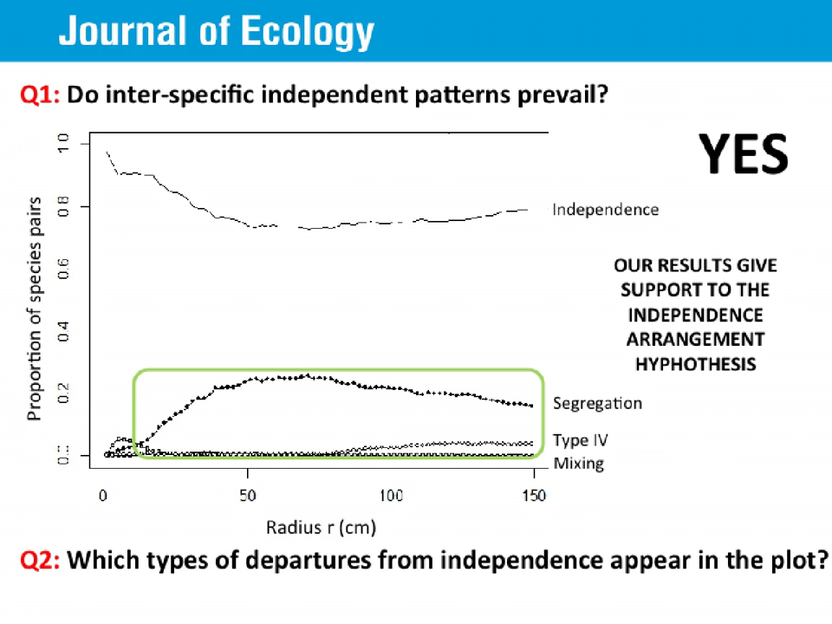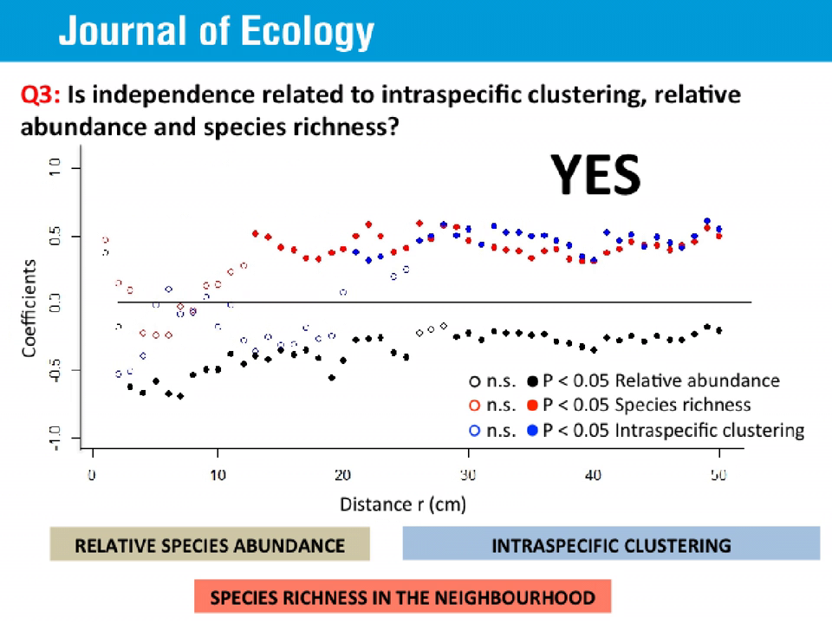Okay, only around 20% of species pairs show deviations from independence, specifically following a pattern of segregation at scales higher than 50 centimeters. We tested whether the likelihood of a pair of species being independent at a particular scale was related to the relative abundance of the species in the plot, to the intraspecific clustering of the species at a particular scale, and or to the species richness experienced by a target species at this particular scale. Here I'm showing you the coefficients of these three explanatory variables in a regression, in dark colors when the variables were significant and in light colors when they were non-significant.